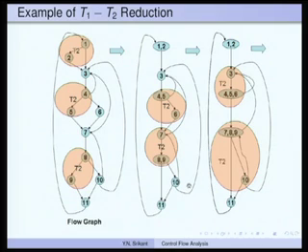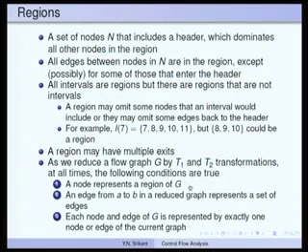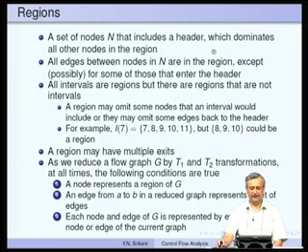So, T1 T2 analysis is very useful in region formation. So, let us see what regions are. A region is a set of nodes n that includes a header which dominates all other nodes in the region. That is a very simple definition of a region. All edges between nodes in n are in the region except possibly for some of those that enter the header. I will have to give you an example for this.